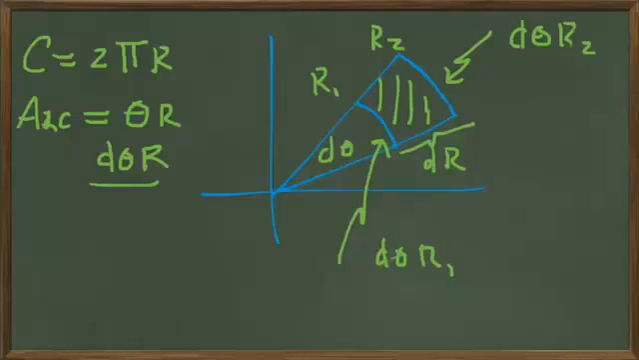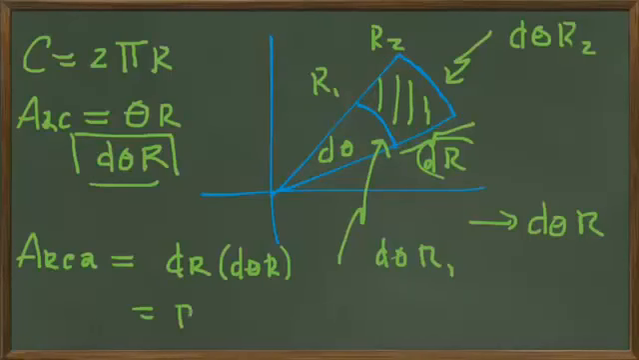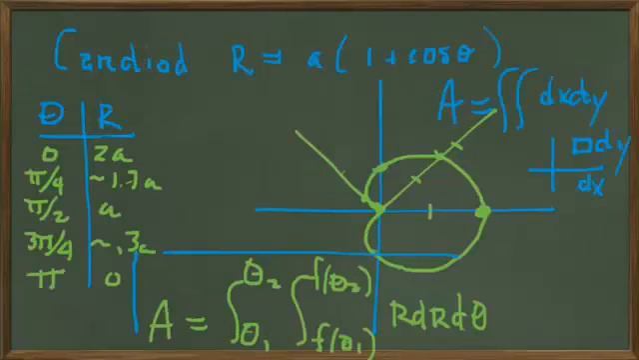But if we can just assume that this dr is very small, then r1 and r2 are going to be essentially the same, and we're going to get d theta times r. So the area of the sector is just going to be how far out it extends, which is dr, multiplied by that arc length, which is d theta times r, and that's how we get the r dr d theta that we saw back here.